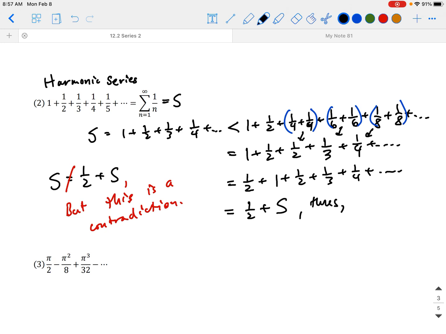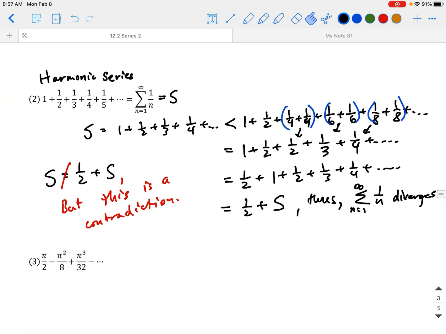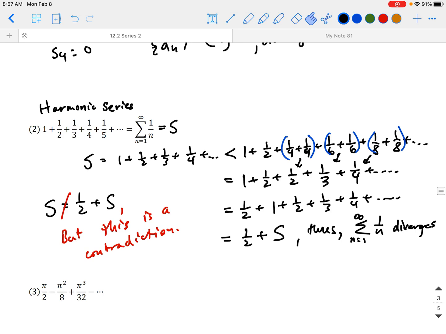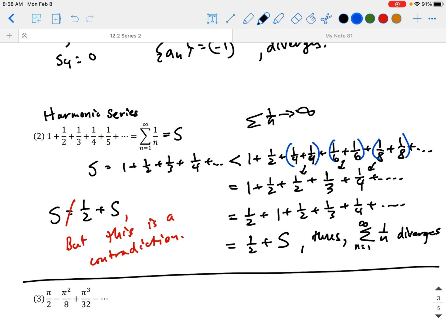Thus, the series diverges. Now this is big because it's completely not obvious that this should diverge. And moreover, this sum goes to infinity, which is pretty crazy because you're adding these reciprocal values. So the values are getting smaller, yet this is still going to diverge to infinity.